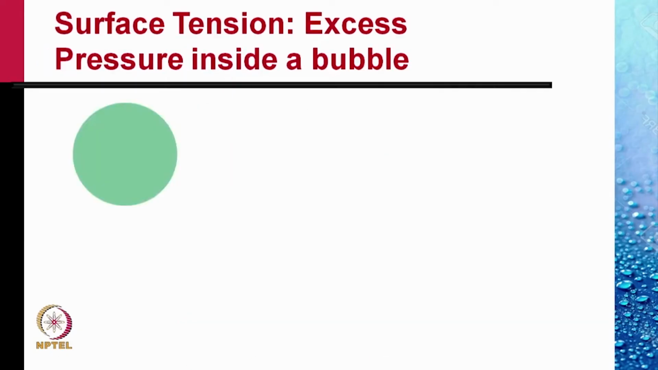We next calculate the excess pressure inside a bubble like a soap bubble. Let's form a soap bubble of radius r. The pressure inside is a little more than the pressure outside. How do we relate the pressure difference to surface tension?